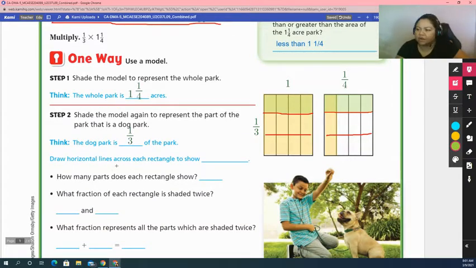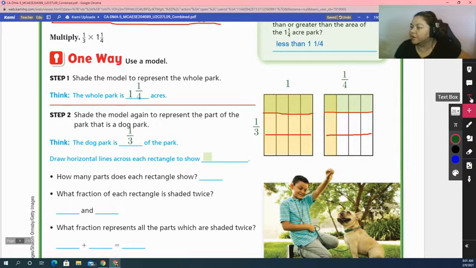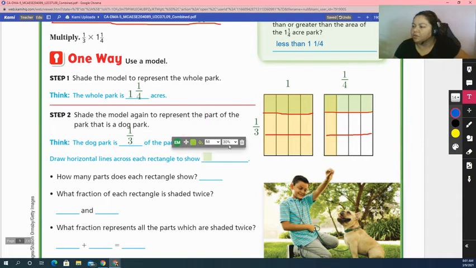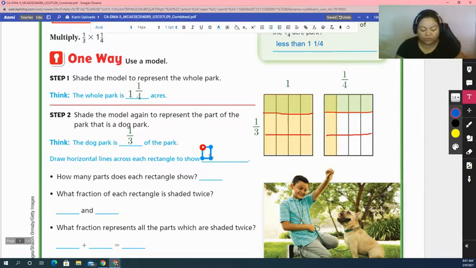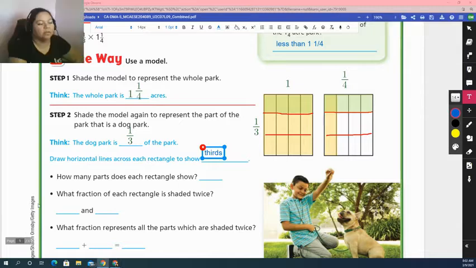Draw horizontal lines across each rectangle to show. And so we already showed, when we wrote our rectangles, we showed thirds, right? So I'm going to go ahead and write it down, because we showed thirds when we draw our horizontal lines, our rows. Now we're going to go ahead and answer these questions.